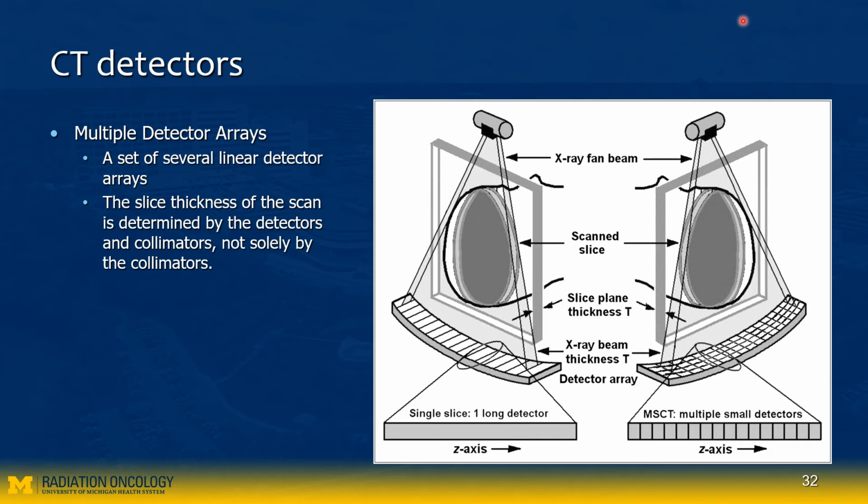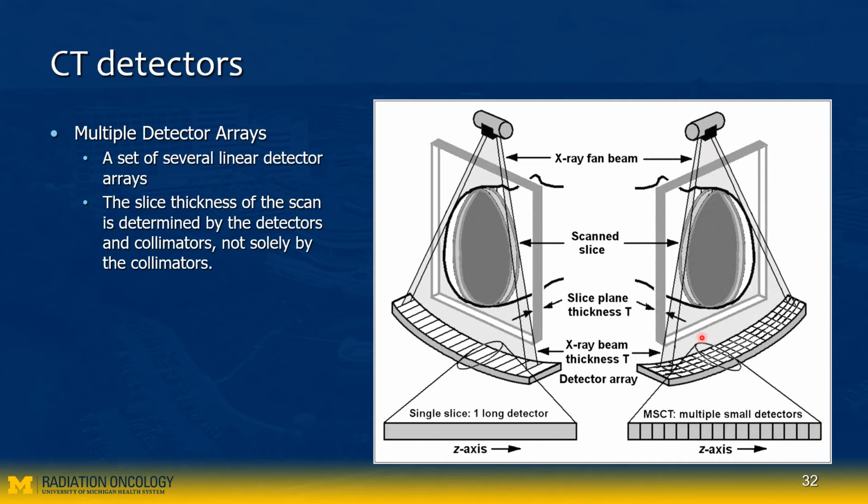Okay, so you might have heard about this multi-detector CT scanner. So what do we have in our department? Is it multi-detector? Yeah, it is a multi-detector array. So our department has 16 slices. So what does that mean? Okay, 16 slices. And if you go to the radiology department, they have 256 multi-detector arrays.